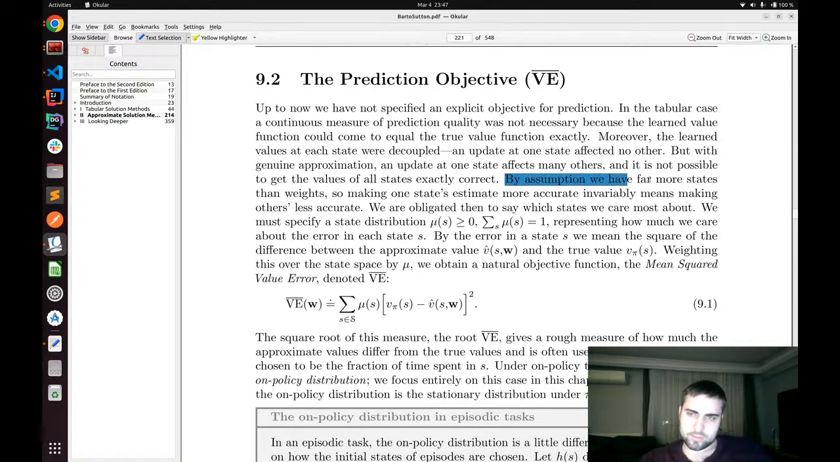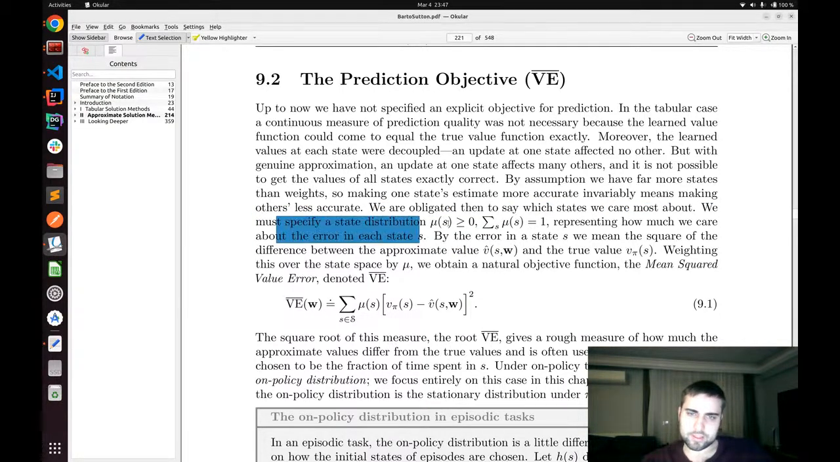Okay, by assumption, we have far more states than weights, so making one state's estimate more accurate invariably means making others less accurate. Of course, because that's the whole point. Otherwise, that would just be TD. We're obligated then to say which states we care most about.